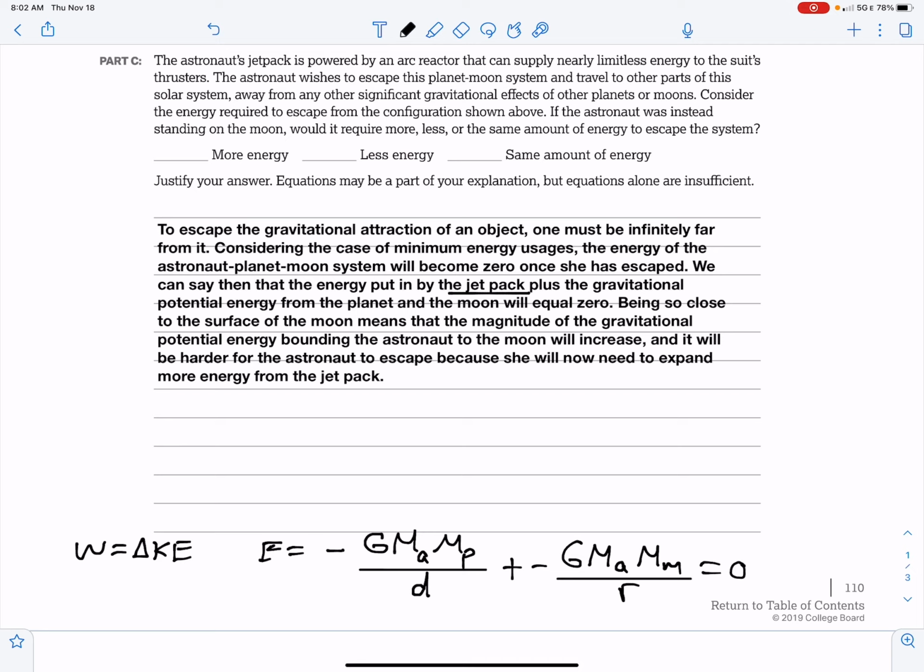So if she is on the surface of the moon, the r value significantly decreases, and this whole potential energy term increases. Well, that means if the potential energy increases, she needs to do more work with the jetpack in order to escape. In other words, it'll be harder.